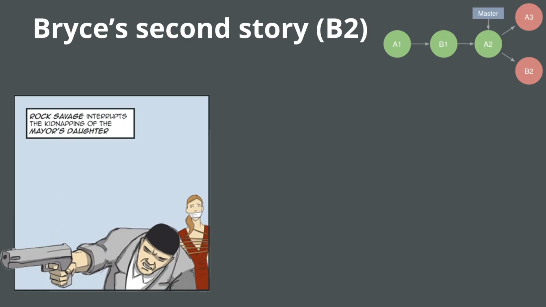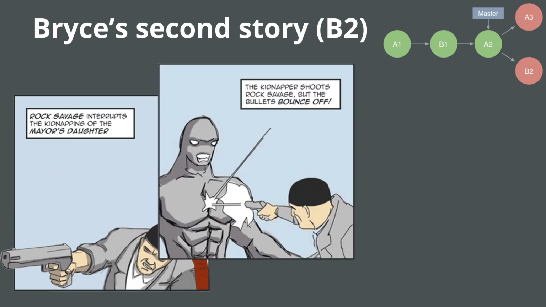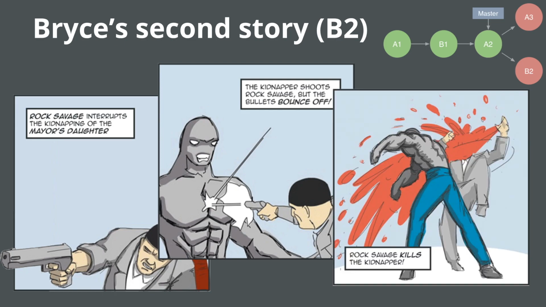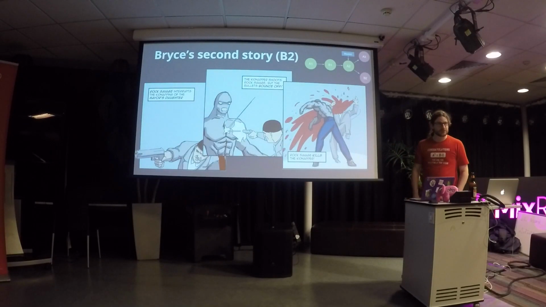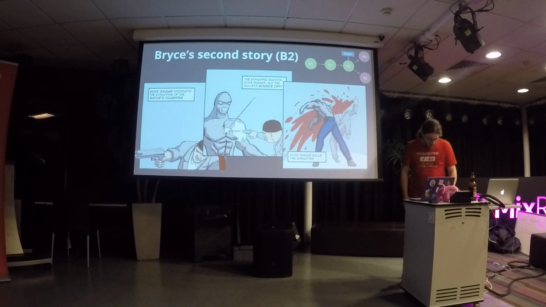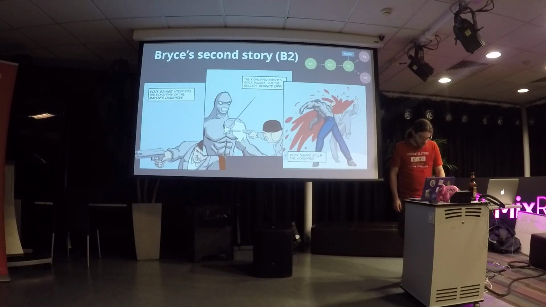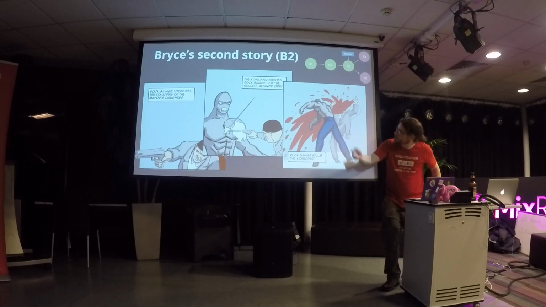So with Bryce's second story, again, based off A2, which is our canon, our master branch, Rock Savage interrupts the kidnapping of the mayor's daughter. The kidnapper shoots Rock Savage, but the bullets bounce off. Rock Savage kills the kidnapper with an extremely dramatic spurt of blood. I left it up to Andrew as to how these things would play out. I think it was a different event that triggered it in my original script as well, but I like the way he's got the gun pointing off the side.